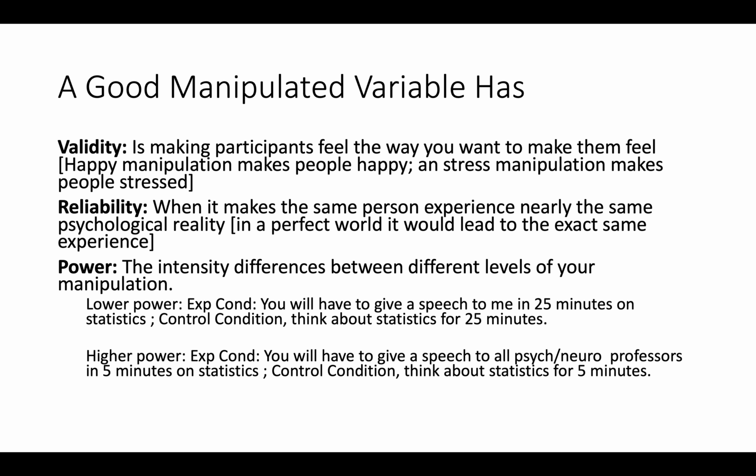Now, we understand independent and dependent variables. How do we start to critique them? So a good manipulated variable, a good independent variable. I use this terminology, I'll explain why in a second. But manipulated variable and independent variable are essentially most of the time the same thing, but there are some cases when they're not. So for a good manipulated variable, one that I'm manipulating, validity is: is my manipulation making people feel the way I want them to feel?